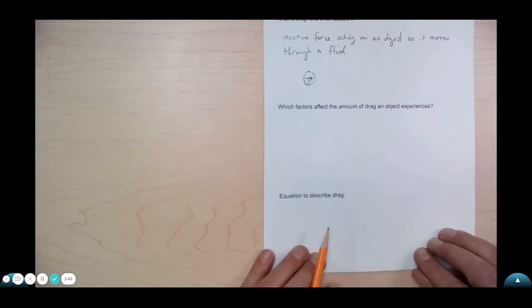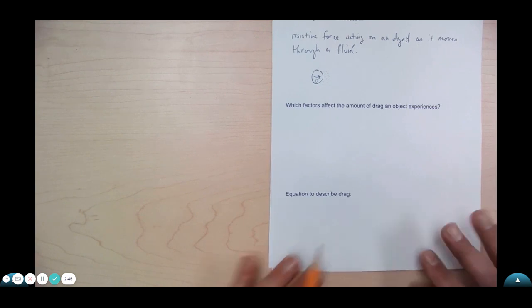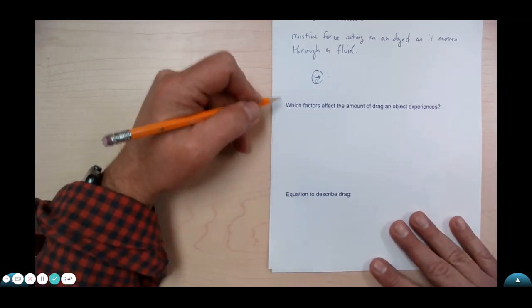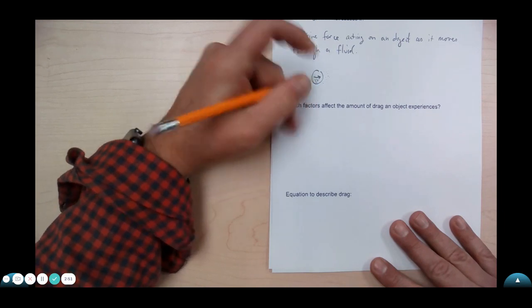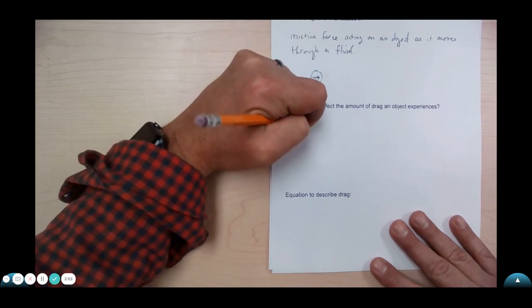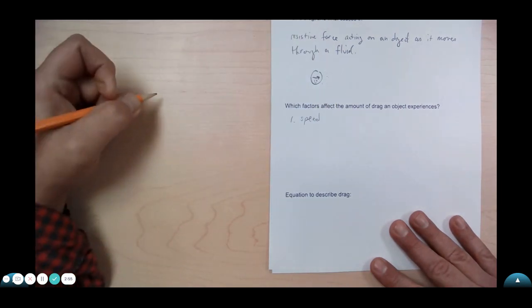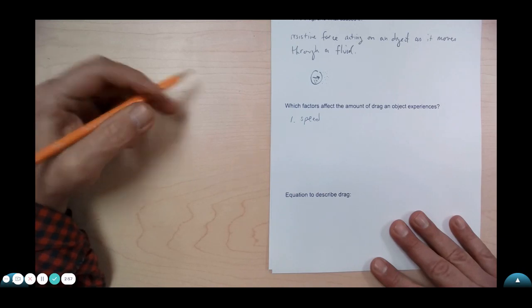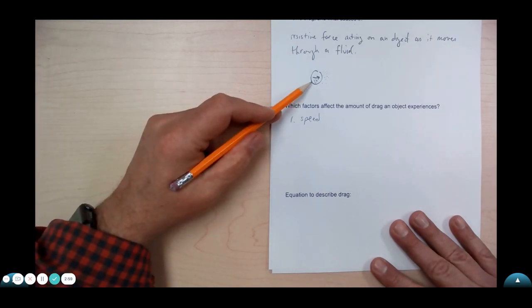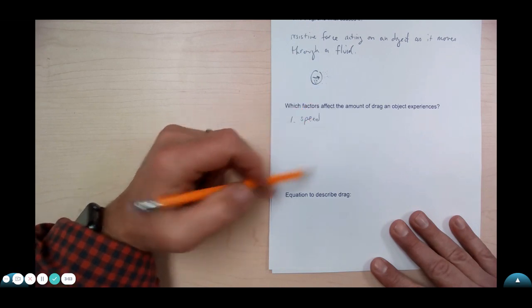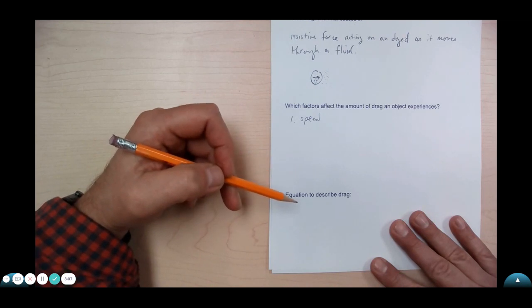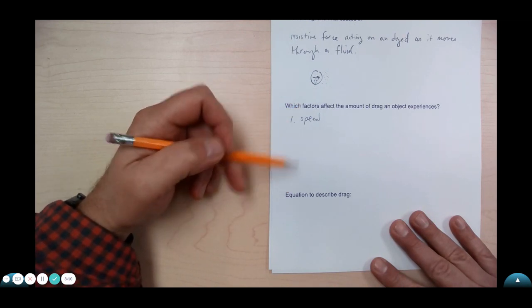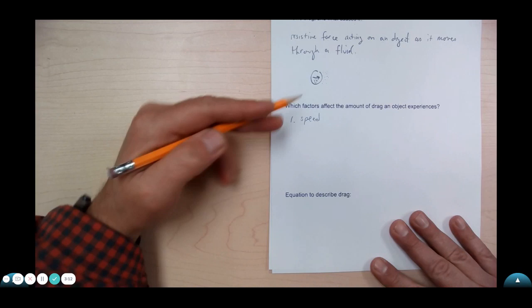What are the factors that affect the amount of drag? Well, let's talk about the obvious one first. The speed of the object. I think you can probably understand that if this object were going very slowly through the air, it's not running into very many of these air particles, and it's going to experience a much lower drag force than if it were moving fast. So faster equals more drag.